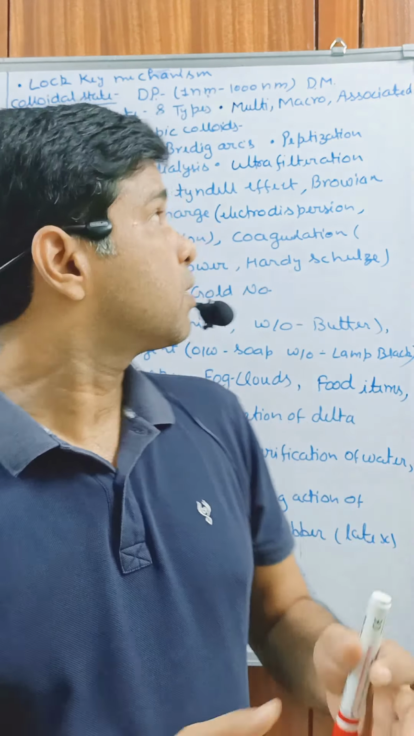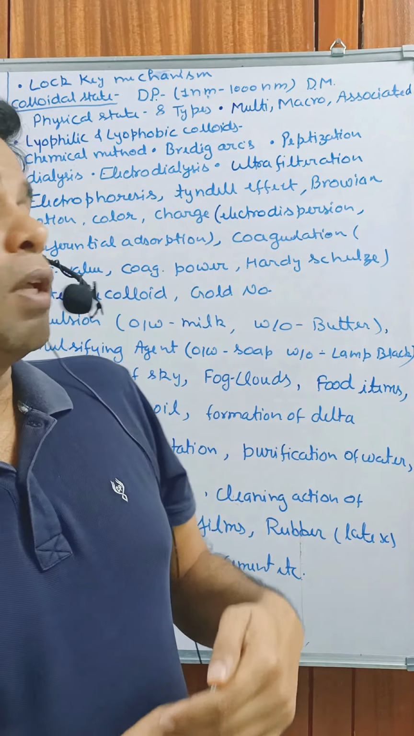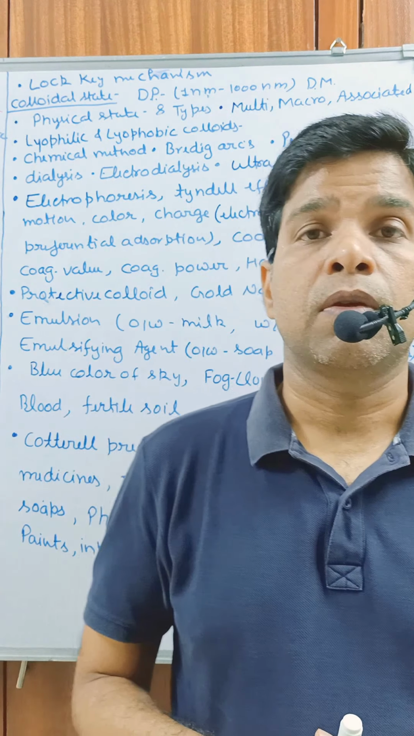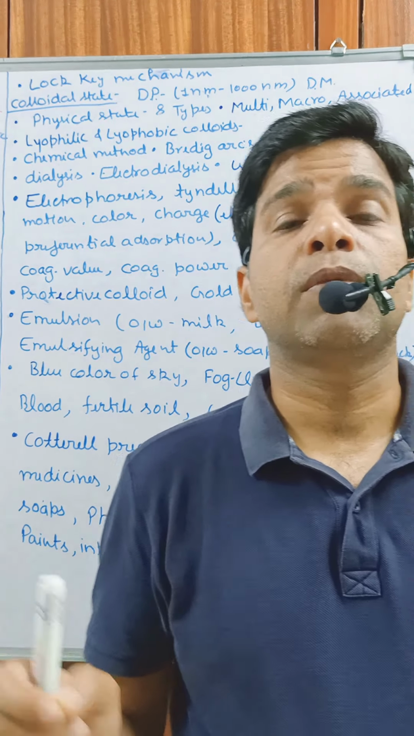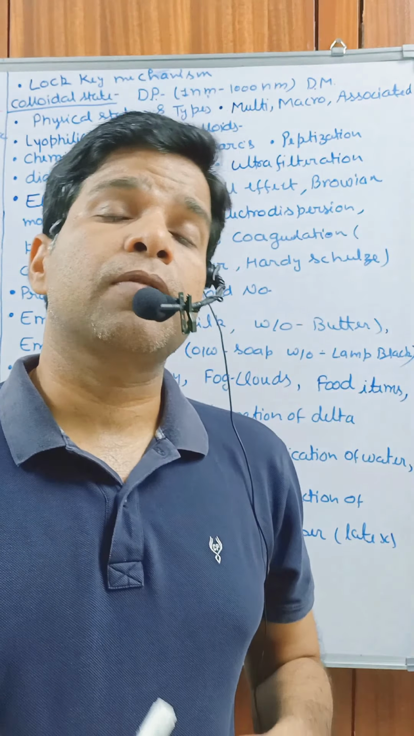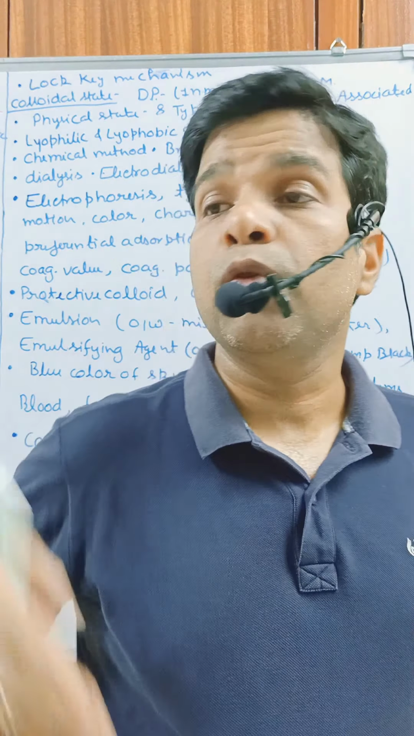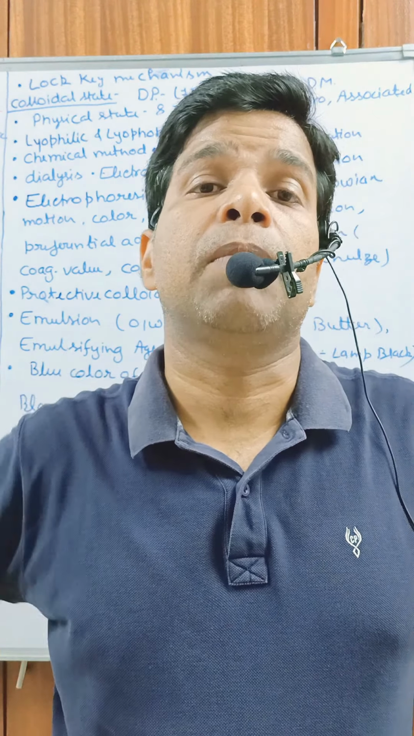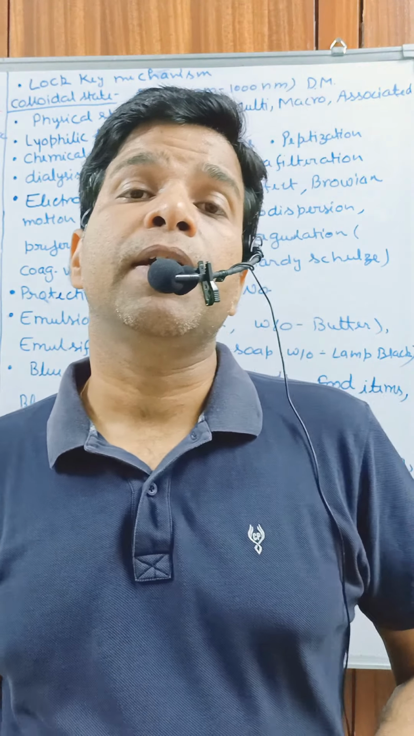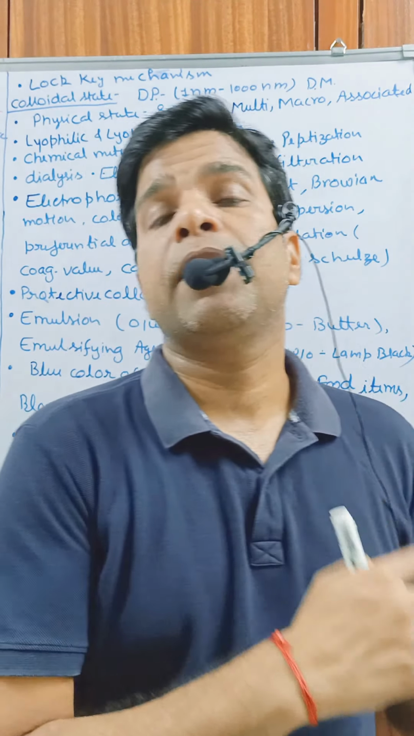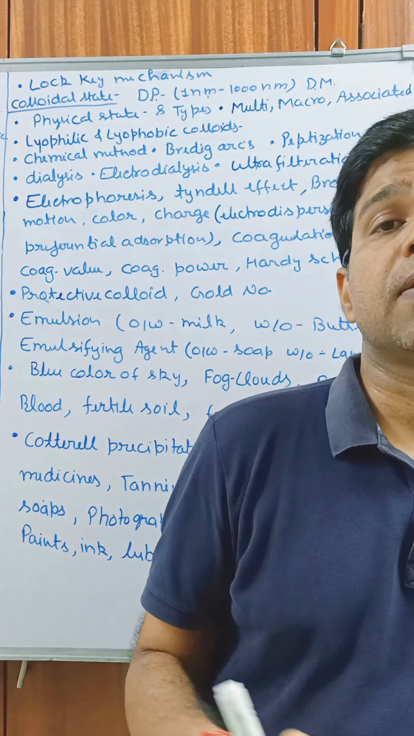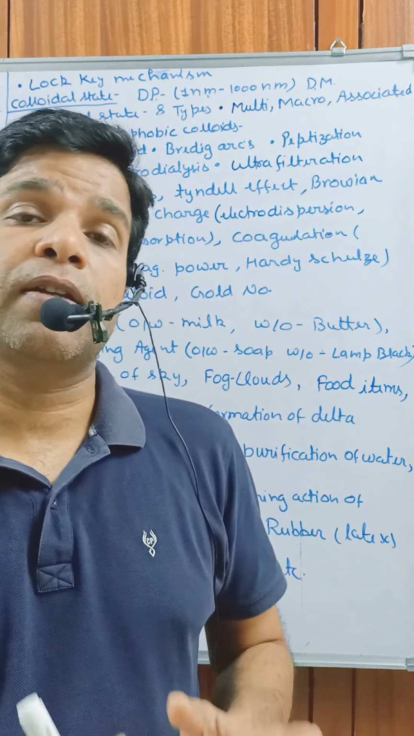The next one is electrodialysis. Dialysis is a slow process, and through it we want to remove the cations and anions. To make it faster, we apply one positive plate and one negative plate. The negative plate attracts all the cations and the positive plate attracts all the anions. That is how dialysis can occur at a faster rate. That is called electrodialysis.